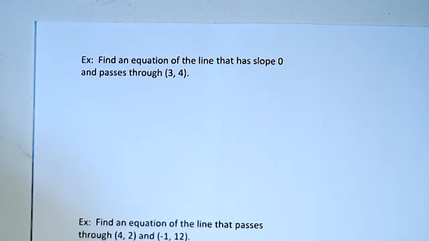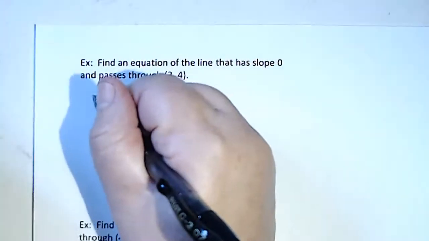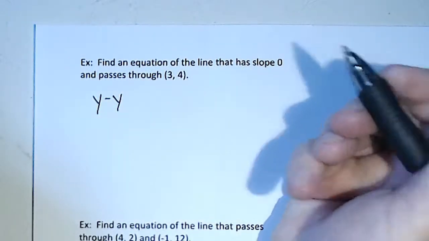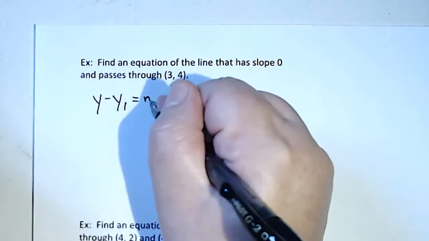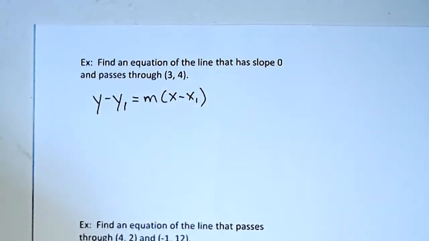The first one is going to be: find an equation of the line that has slope 0 and passes through the point (3, 4). And because we're in 3.6, I'm going to go ahead and use point slope form. That's the one we've been working with. Now, could you do this with slope intercept? Absolutely. You could use it just like we did the last problem on page 1, but I'm going to go ahead and use this form because that's what we're learning about right now.